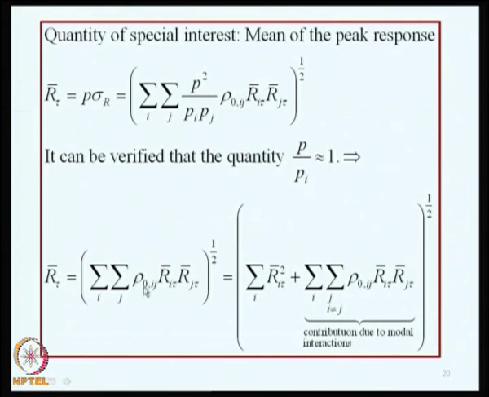So, we can separate the terms corresponding to i equal to j and i not equal to j. If we write that, the first set of terms is the summation over i of R bar squared i tau, and the other terms form the double summation over i and j such that i is not equal to j. This actually indicates a contribution due to modal interactions. If you ignore modal interaction, this will be our approximation. If you include modal interactions, then we have to combine these two.